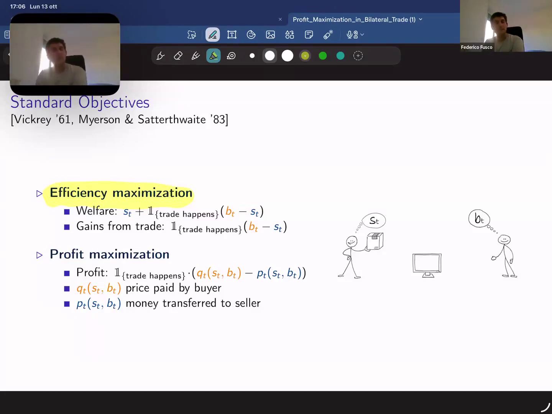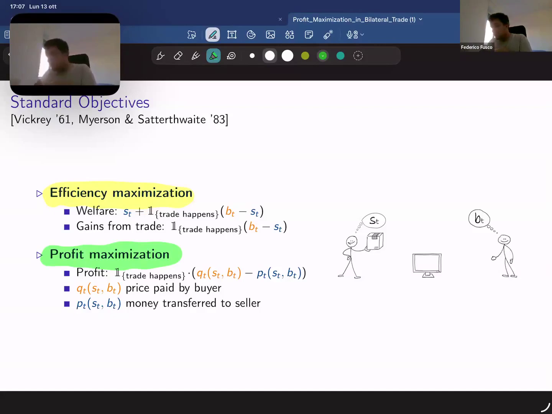So if there is no trade, then the gain from trade is zero. If there is a trade, then it's the difference between the happiness of the buyer and the happiness of the seller. Now, beyond efficiency maximization, one could think, okay, maybe I'm Uber, I'm in the middle, and I want to intermediate between sellers that are drivers and buyers that are passengers. And my only goal should not be only to maximize the world's happiness, but maybe I want something in return.